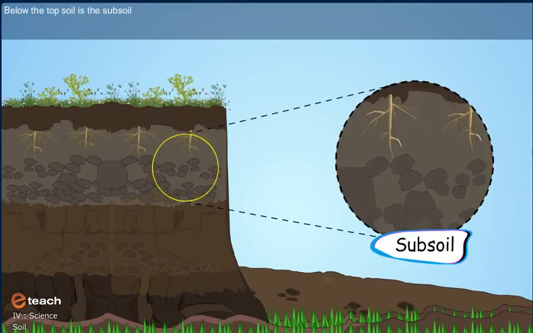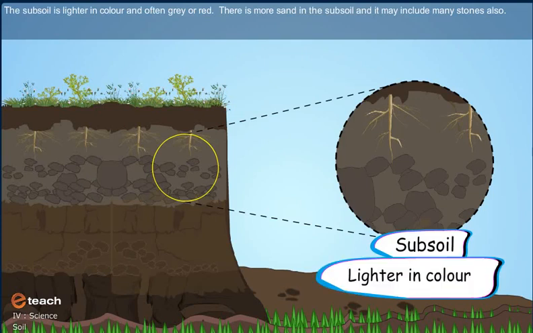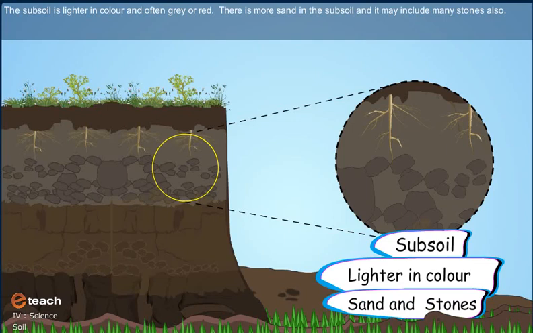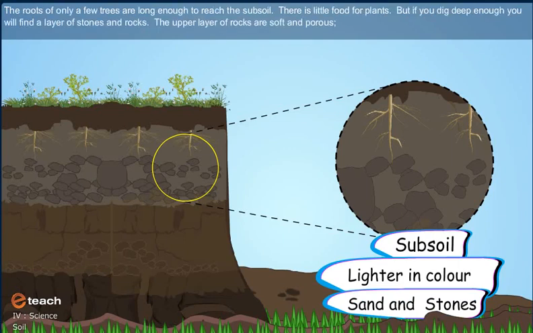Below the topsoil is the subsoil. The subsoil is lighter in color and often gray or red. There is more sand in the subsoil, and it may include many stones also. The roots of only a few trees are long enough to reach the subsoil. There is little food for plants.